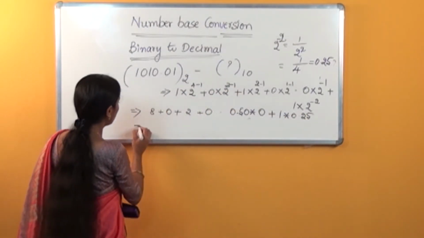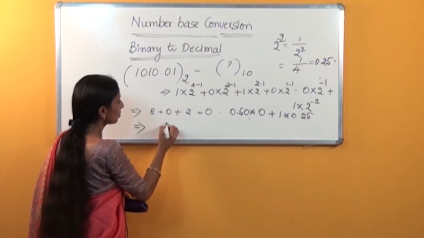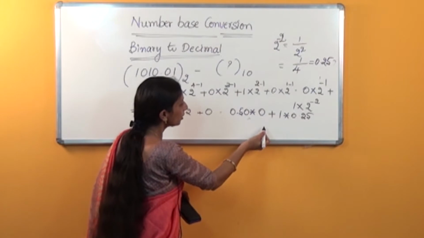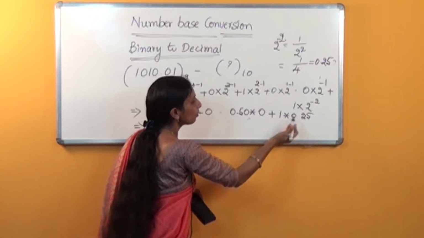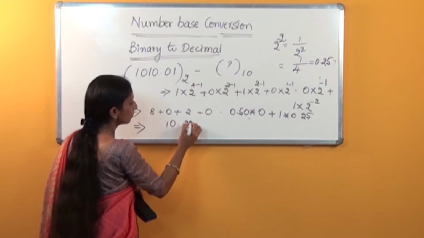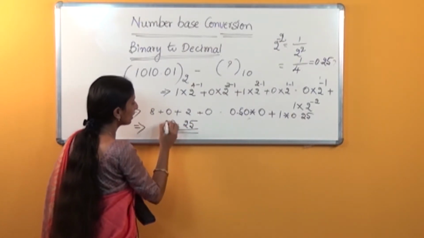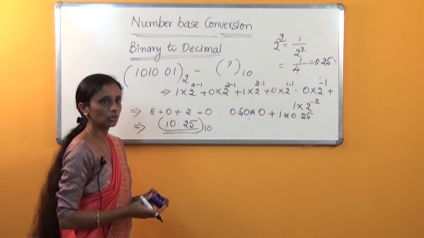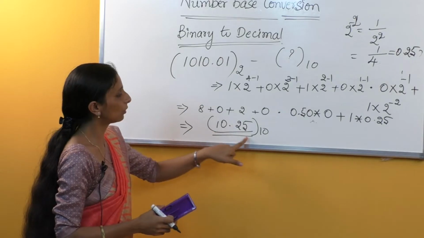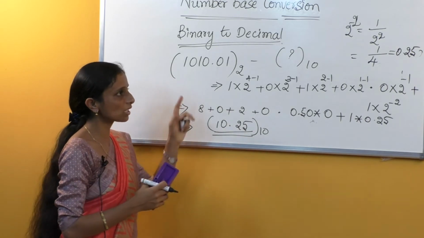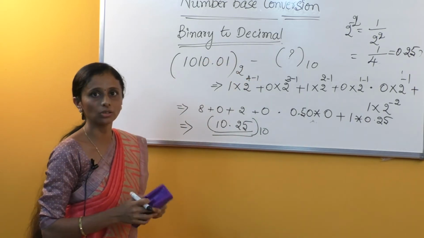So let us see, we have to add these numbers: 8 plus 2, that is 10. 0.5 into 0, that is 0. 1 into 0.25, that is 0.25 itself. Finally we add these numbers, and we get the result 10.25. So this is the equivalent decimal number. This is how the method of converting binary to decimal works.